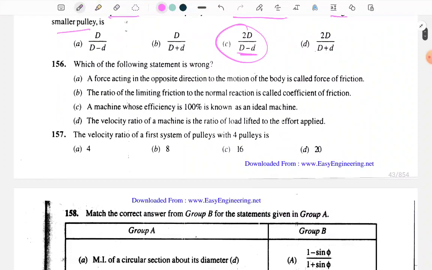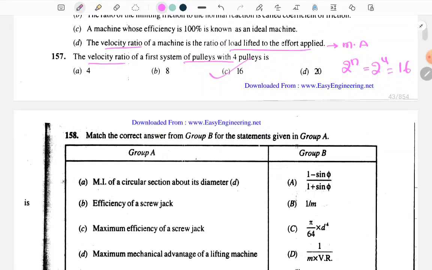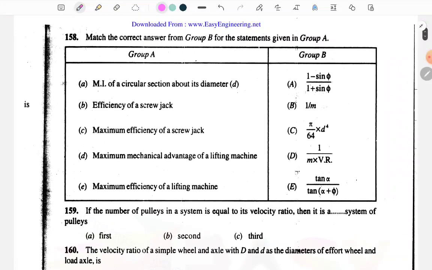Which of the following statements is wrong, he is asking. So we have to read carefully. The velocity ratio of the machine is the ratio of load lifted to effort applied. This is actually mechanical advantage, but they said this is velocity ratio, that's why it's wrong. Velocity ratio of the first system of pulleys, the formula is 2 to the power of n. They gave 4, 2 power 4 means it is 16. So 16 is our answer. This one you already know.